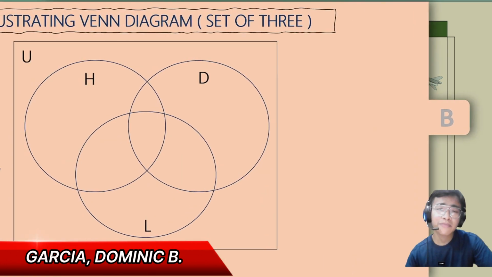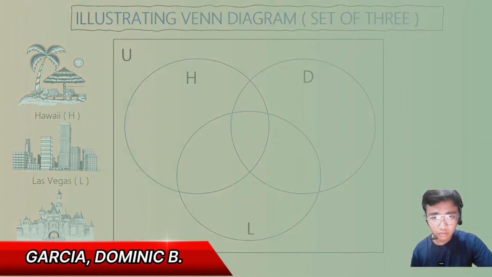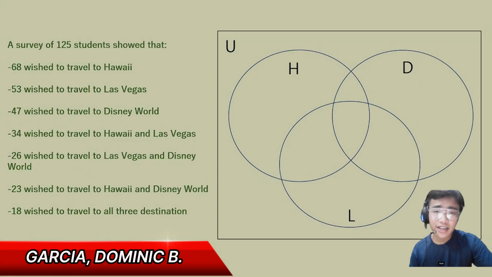We should keep in mind, in drawing our Venn diagram, that we should understand its concept and what's inside it, so that we can easily identify the values. First, as you can see, I labeled my circles. H stands for Hawaii, D stands for Disney World, and L stands for Las Vegas. So let's proceed to our data gathering for our diagram. Here, our Venn diagram is illustrated.